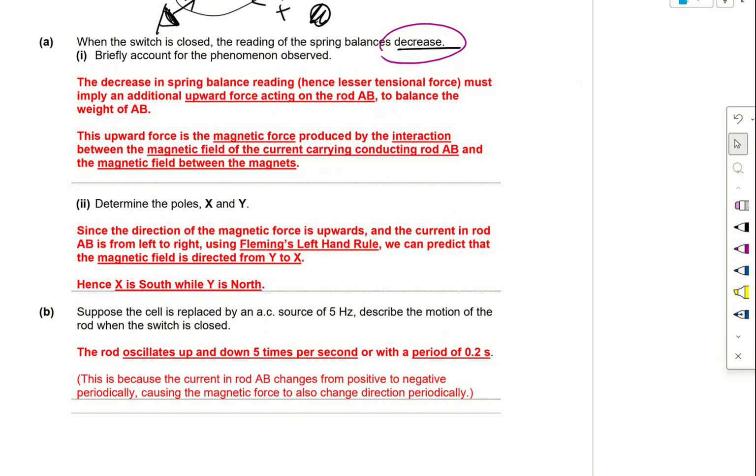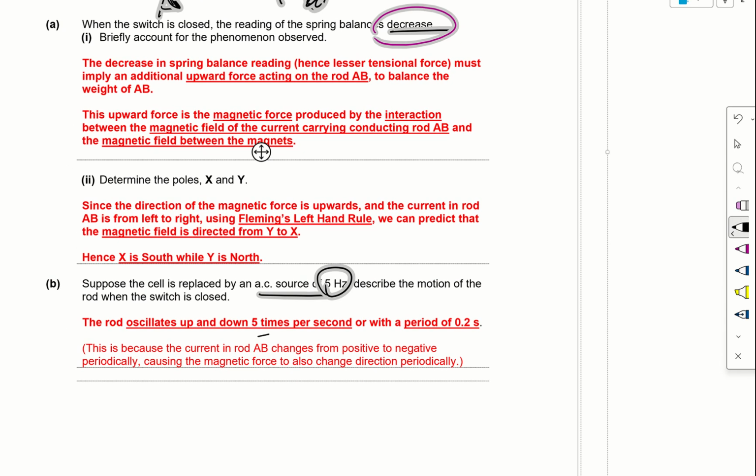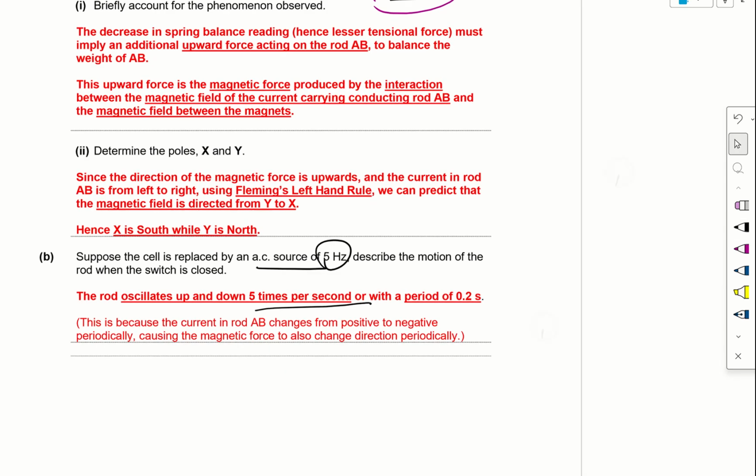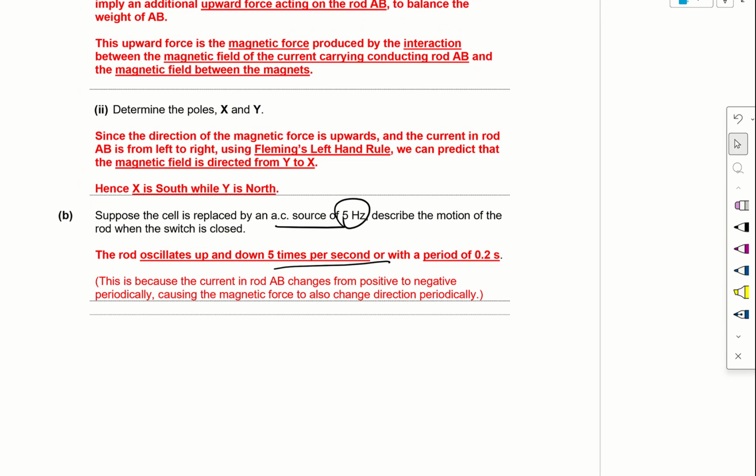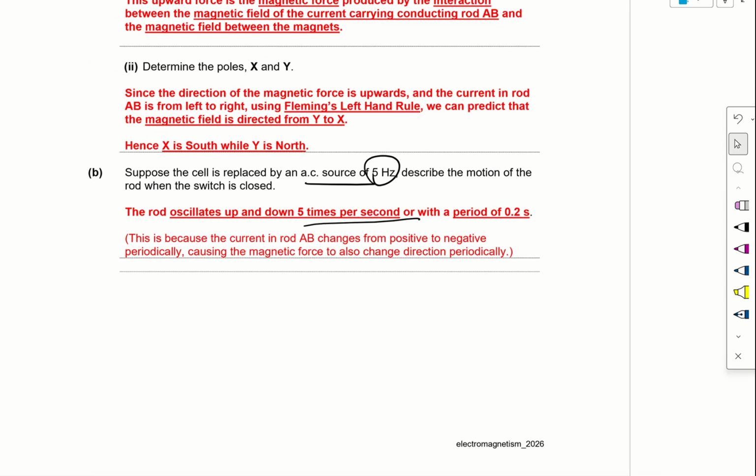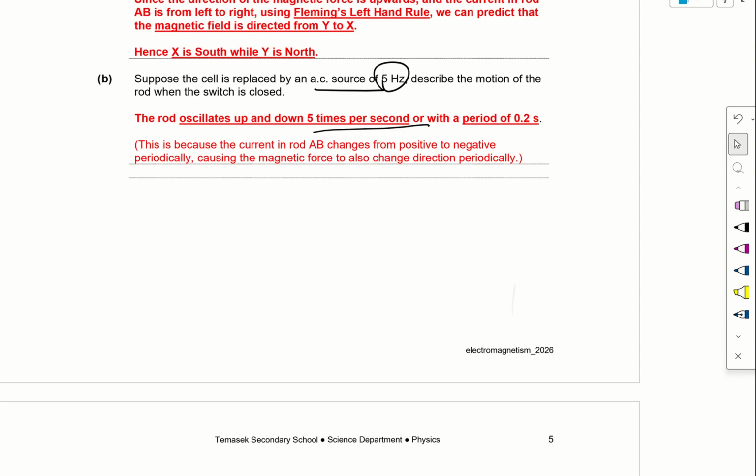Now, suppose the cell is replaced by an AC source of 5 Hz. That means the direction of the current will change 5 times per second. So what will happen to the motion of the rod? The rod will oscillate up and down because we change the direction of the current. Then in your Fleming's left hand rule, the middle finger will be pointing in and out, at a frequency of 5 Hz.